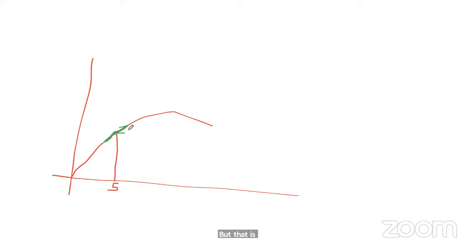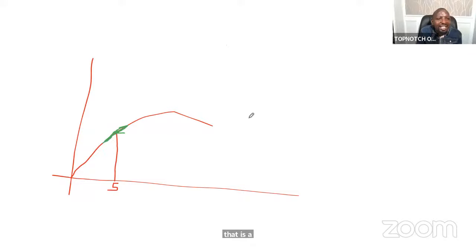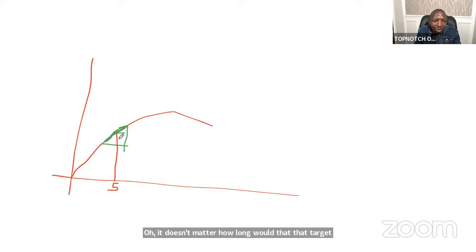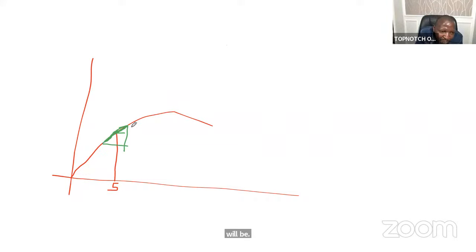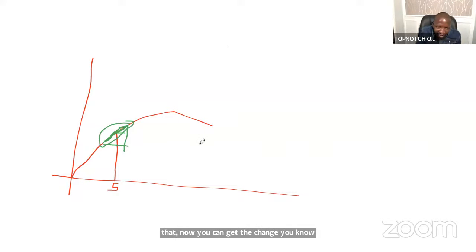So it doesn't matter how long that tangent will be. You can draw it a little short, but finally after doing that, you can get the change. From here, you can just join it to make a triangle. The marking point is only this; making a triangle has no mark. Are we together? That's the tangent. You draw a straight line like that.